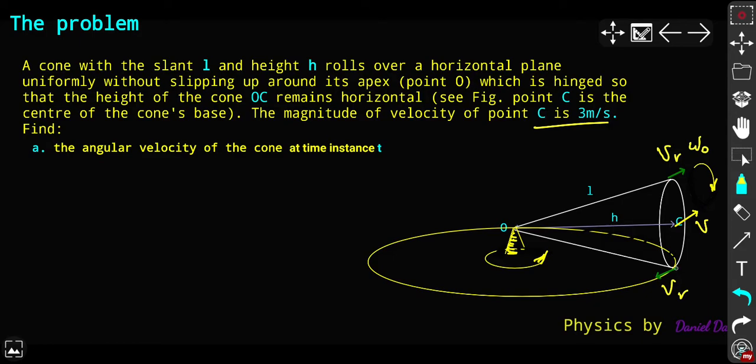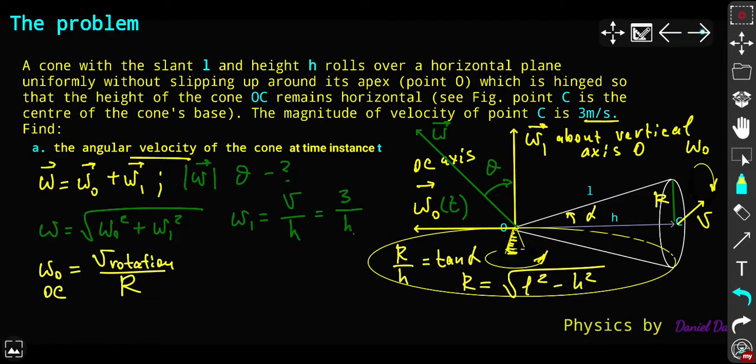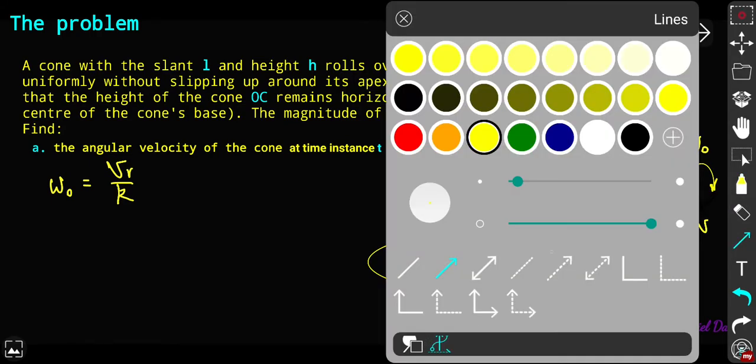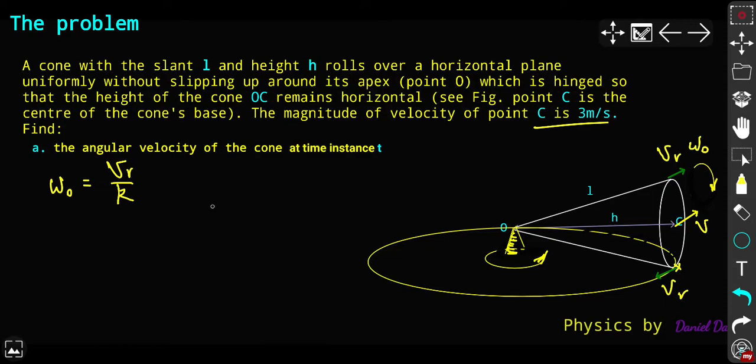The answer to that question is pretty obvious. I'll put the formula one more time: omega 0 around OC is V rotation over the radius. So the main goal is to connect V_R with V. How can we do that? Let me see, it's right there. Yeah, we can put the circle. So we can use the circle.